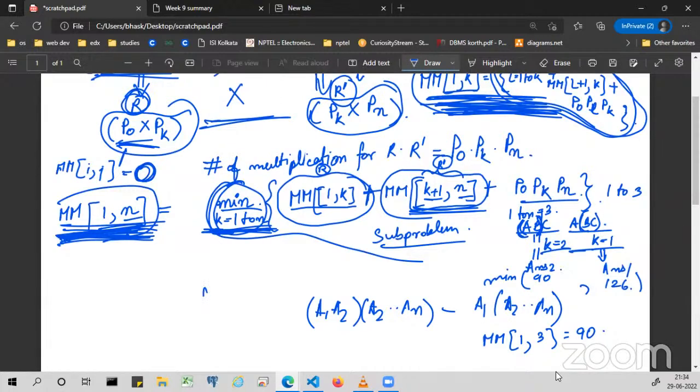the improvement. So in this case, 126 and 90 were the two values, right? So simply by two ways I am getting 126 and 90. This is the difference, right? 36 is the difference I am getting. And what is this 36? This 36 is a lesser number of multiplications.